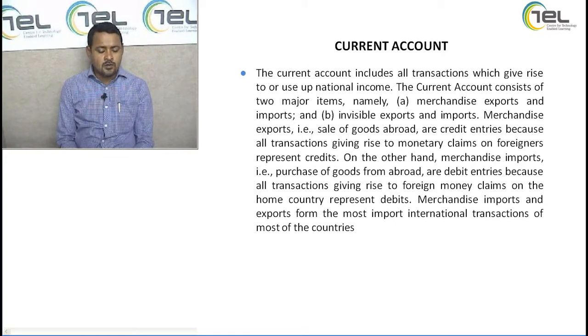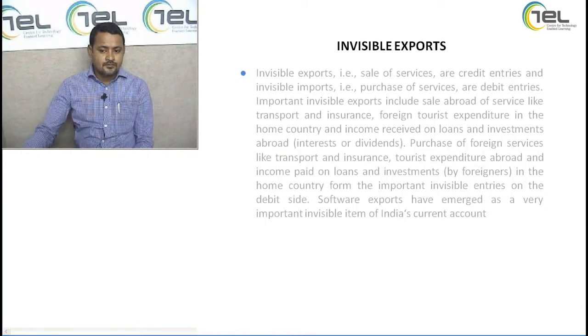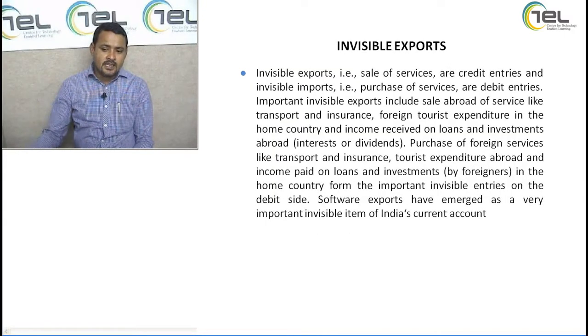Merchandise imports and exports form the bulk of the international transactions of most countries, which means they consist of 60 to 70% of total trade and total BOP of a particular country in a particular financial year. The next part is invisible exports, which is of course part of the current account. Invisible exports, which means sale of services, are credit entries, and invisible imports, purchase of services, are debit entries.